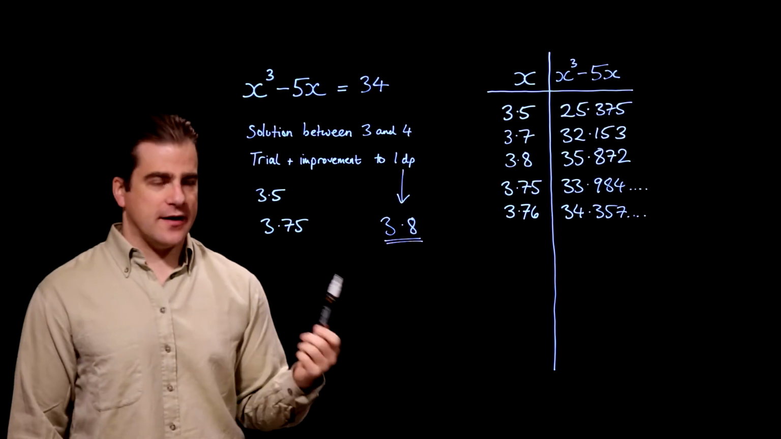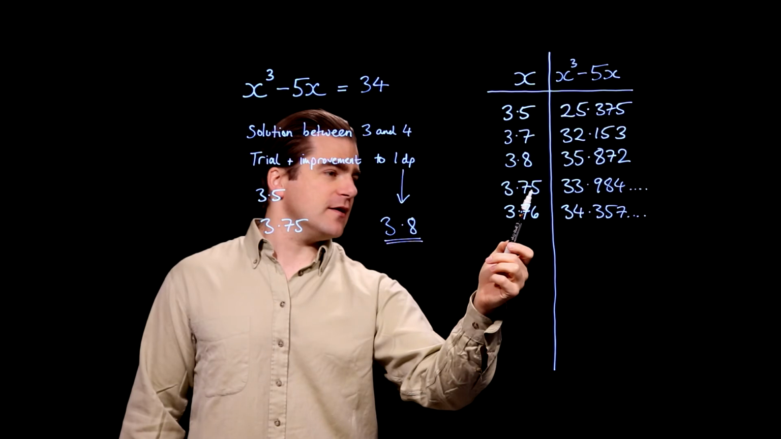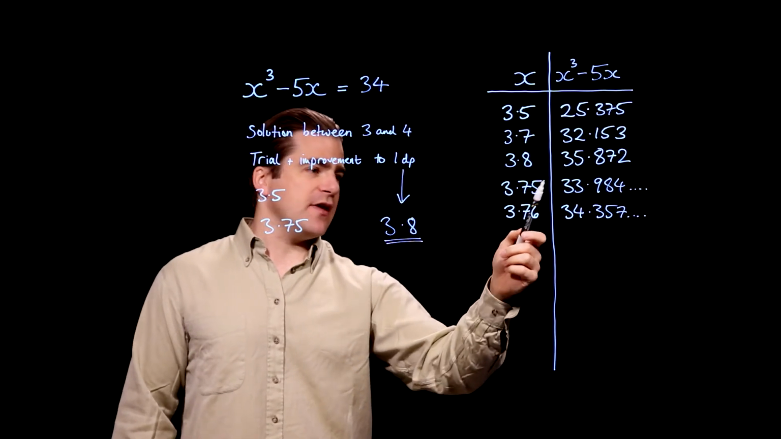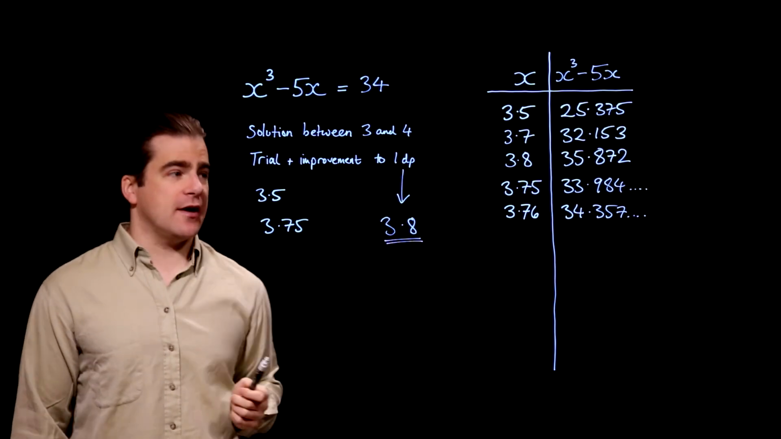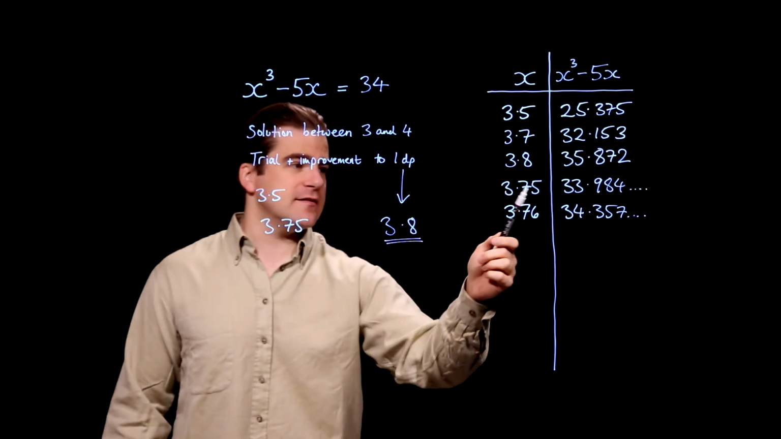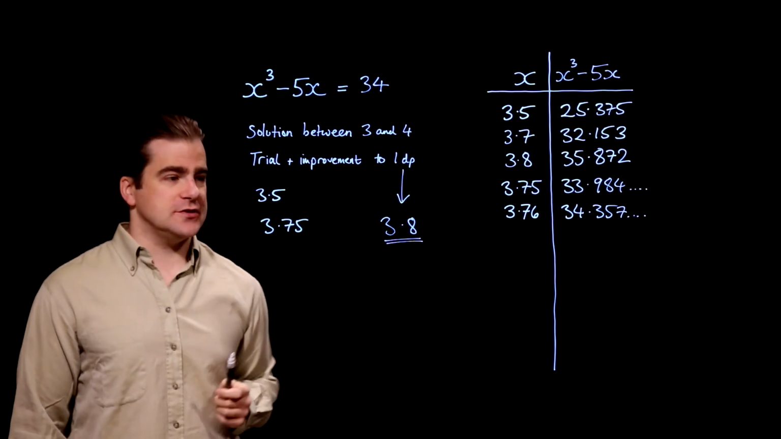Yes, the more accurate solution is 3.75 something, something, something, but you don't care because you only have to give it to one decimal place. And no matter what it is, it's bigger than 3.75. So to one decimal place, the solution is 3.8.